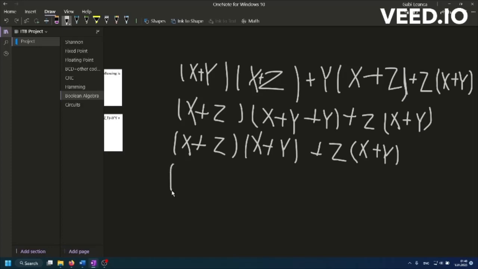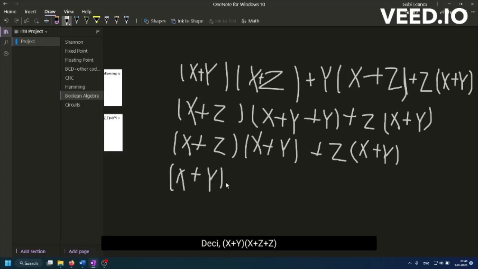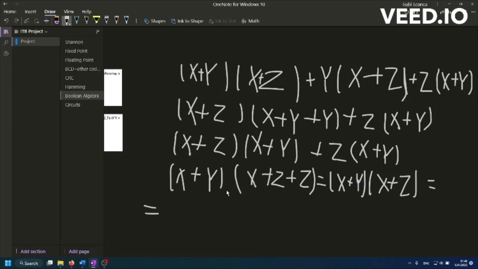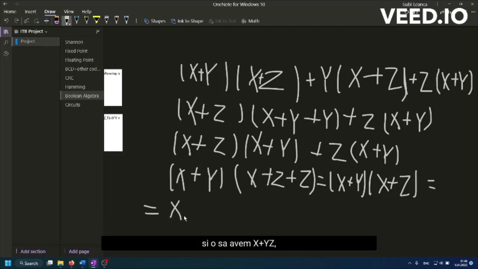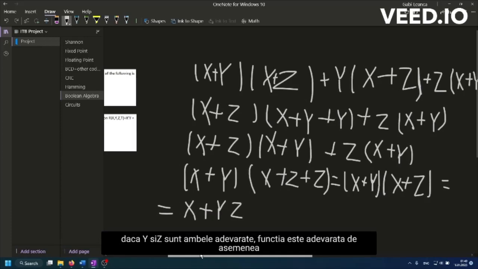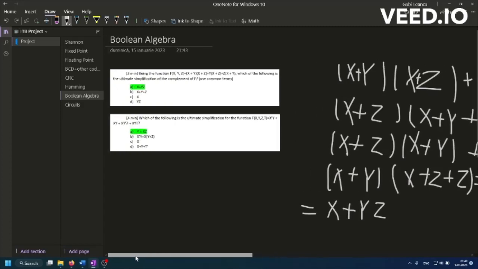So (x plus y) multiplied with (x plus z plus z), which is just equal with (x plus y) multiplied with (x plus z). We can also simplify this even further by getting the x out of the parentheses, and we will have x plus y z. If x is true, then the function is true. If both y and z are true, then the function is also true. So this is the answer.